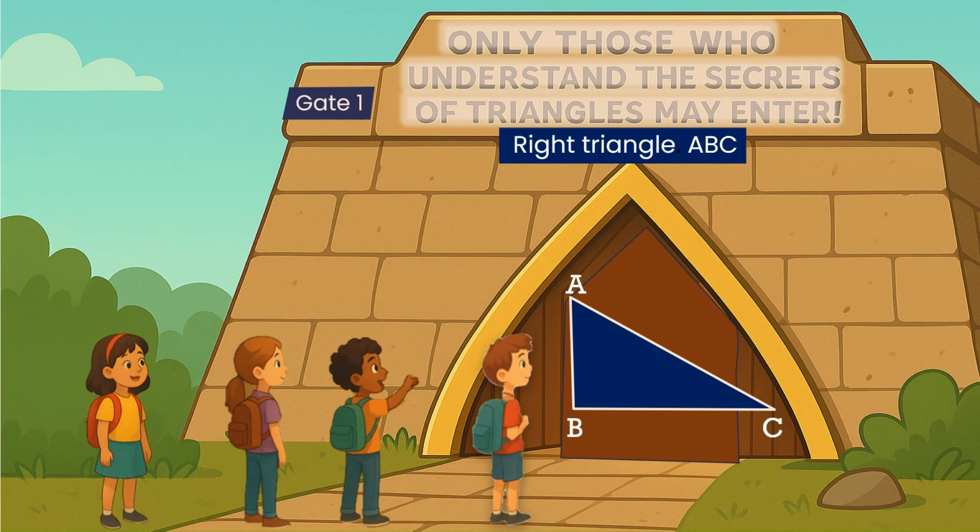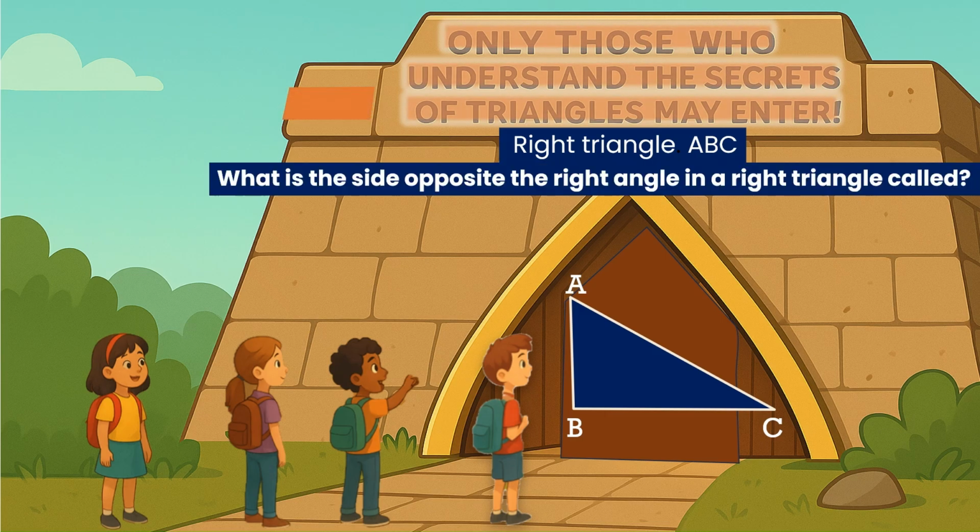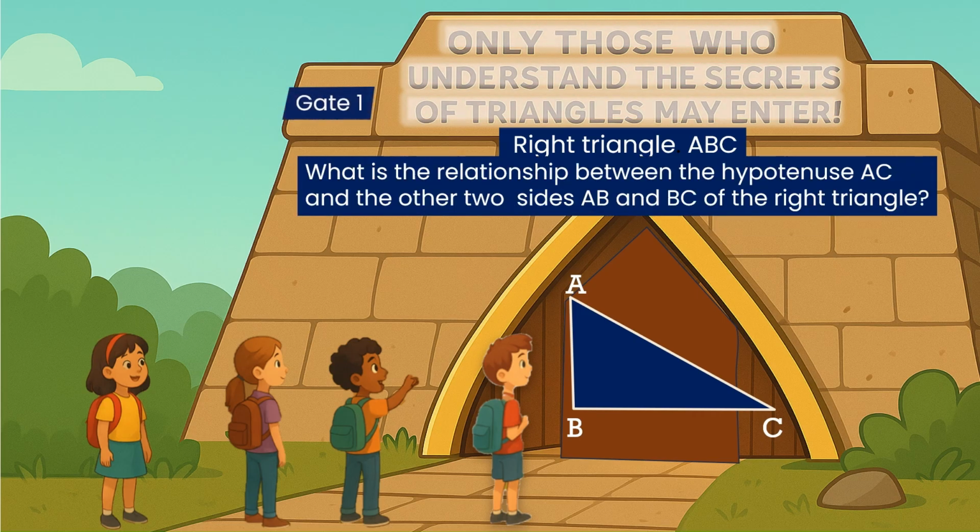But instead, a new question appeared. What is the side opposite the right angle in a right triangle called? Hari smiled and replied, Hypotenuse. Still the gate did not open. They waited in silence for the door to open.